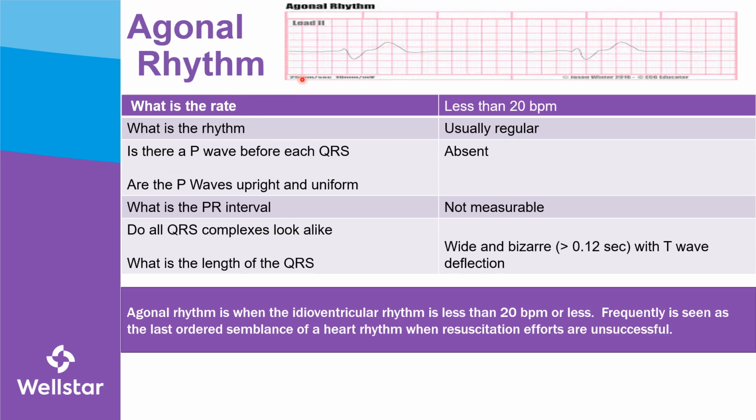The agonal rhythm. What is the rate? It's usually less than 20. The rhythm is usually regular. There are no P waves. Therefore, the PR interval is not measurable. QRS complexes do look alike, however, they are wide and bizarre, greater than 0.12 seconds in time with T wave deflection. The agonal rhythm is when the idioventricular rhythm is 20 beats per minute or less. Frequently it is seen as the last ordered semblance of a heart rhythm when resuscitation efforts are unsuccessful.